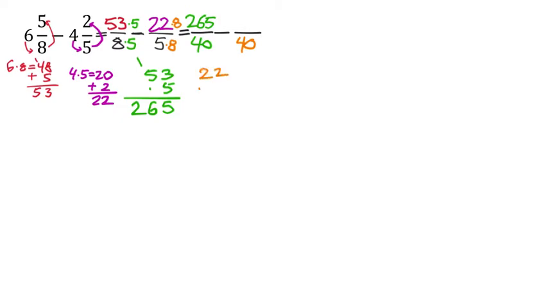And I got to multiply the 22 by 8 in the numerator as well. So 22 times 8. 8 times 2 is 16. Carry the 1. 8 times 2 is still 16, but add the 1 makes that 17. So 176/40ths as the second fraction right there.